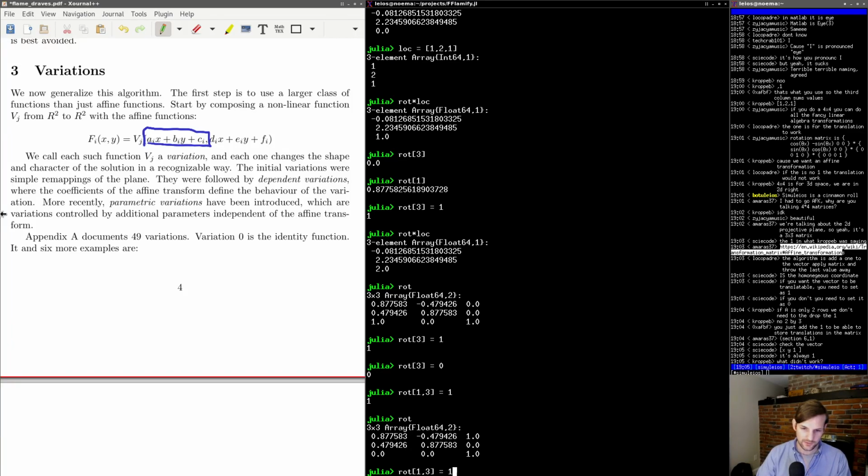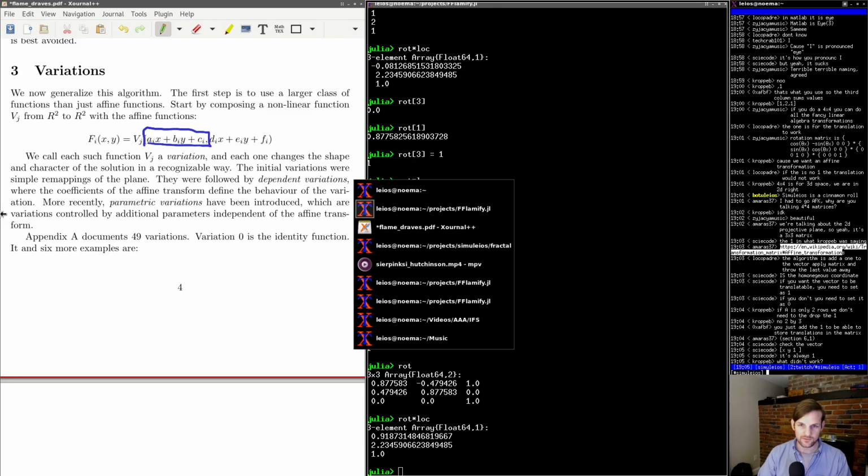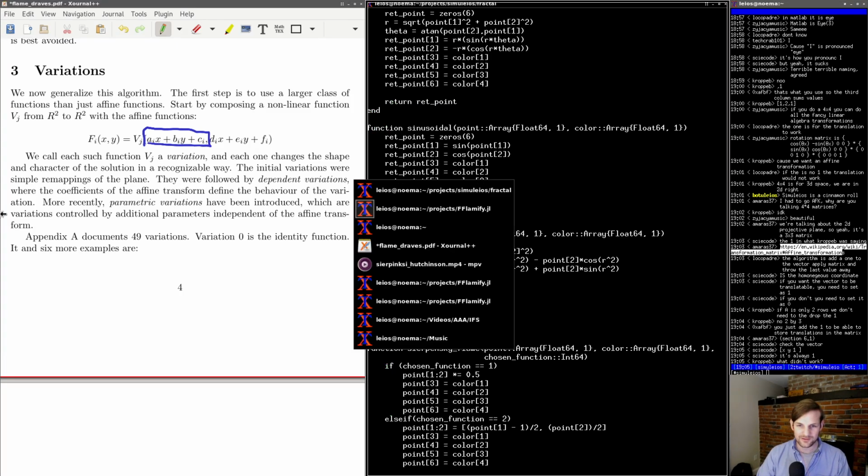Sure, okay, now if we do rotation times location. Okay, that'll do. Yep, that's what I wanted to see, I think. Yep, that's exactly what I wanted to see. Perfect. Okay, thanks for that, guys. Sorry I'm being such an idiot.